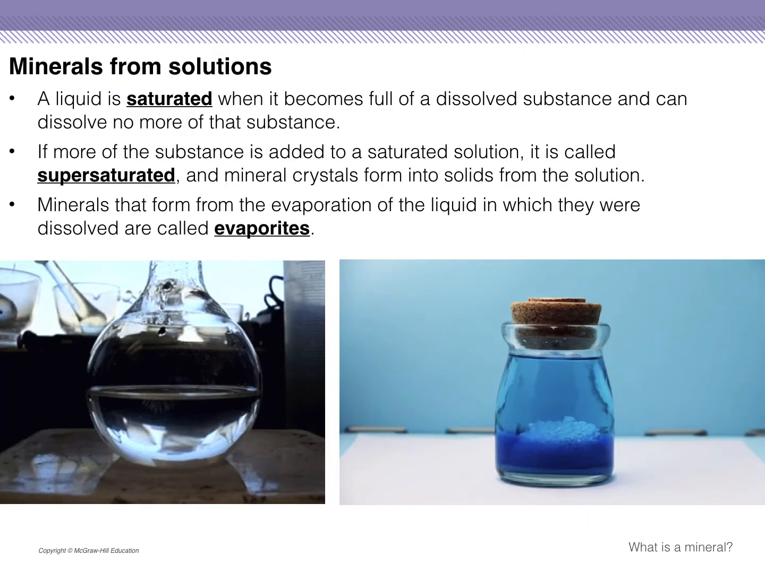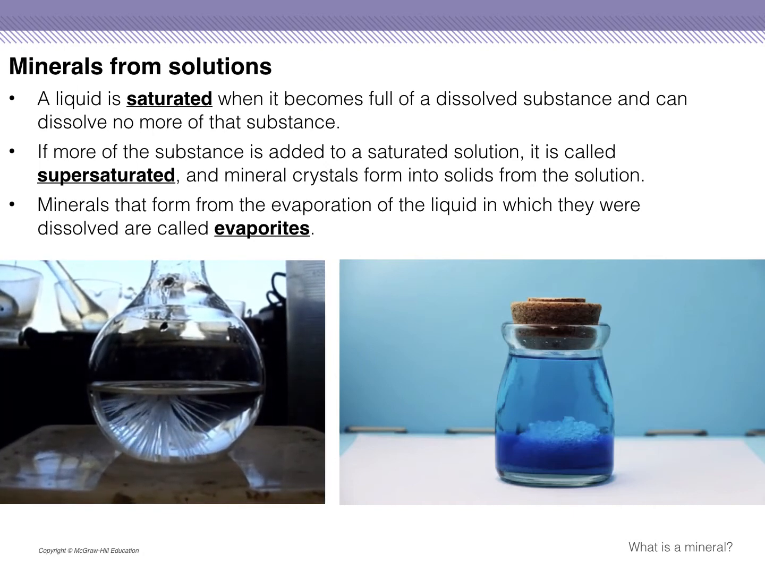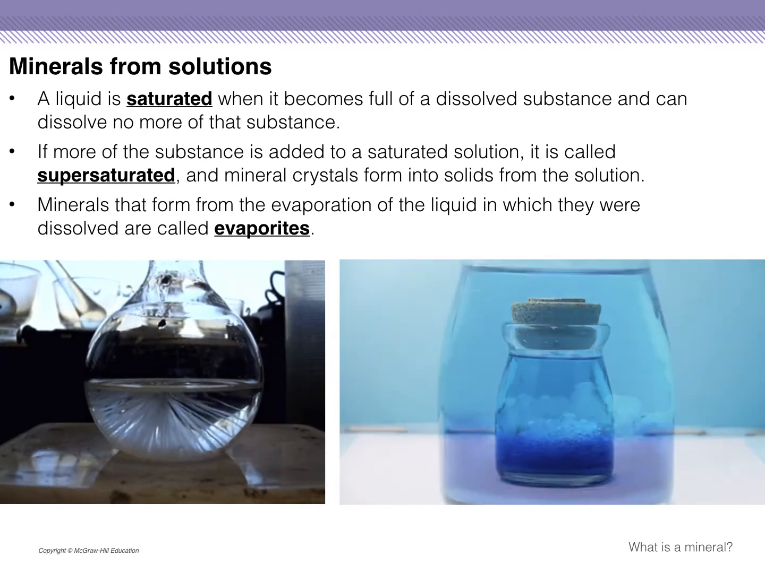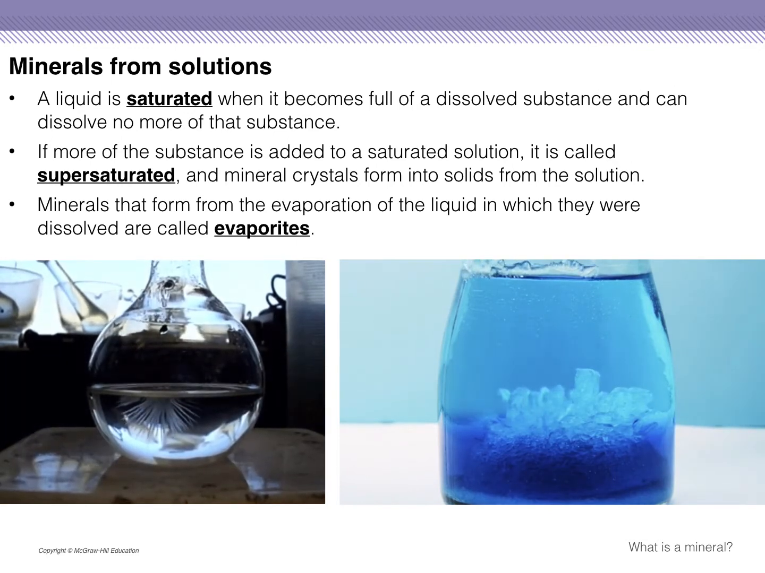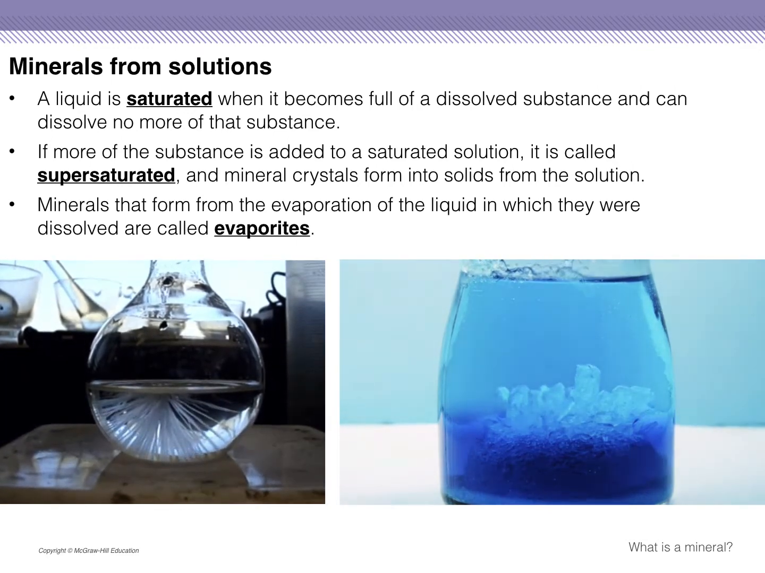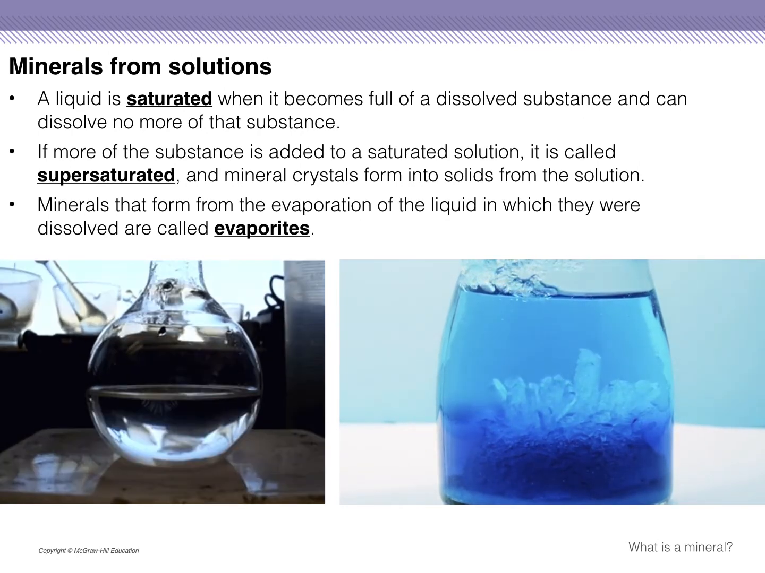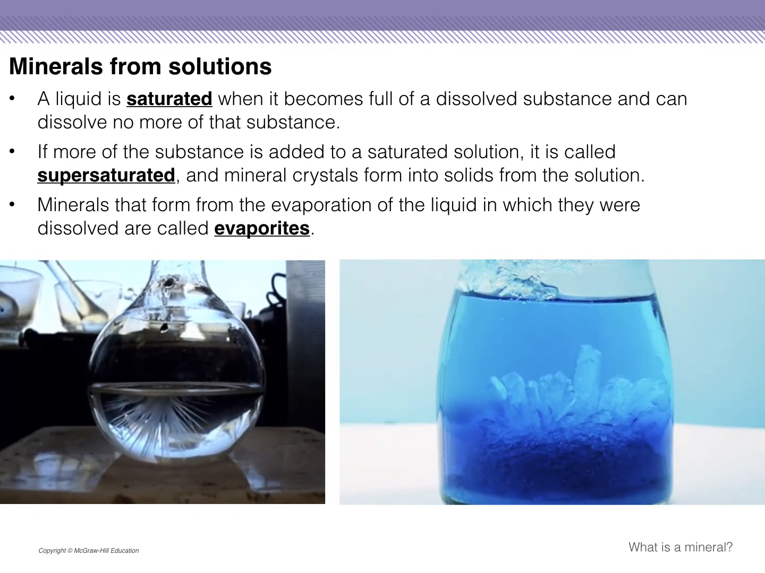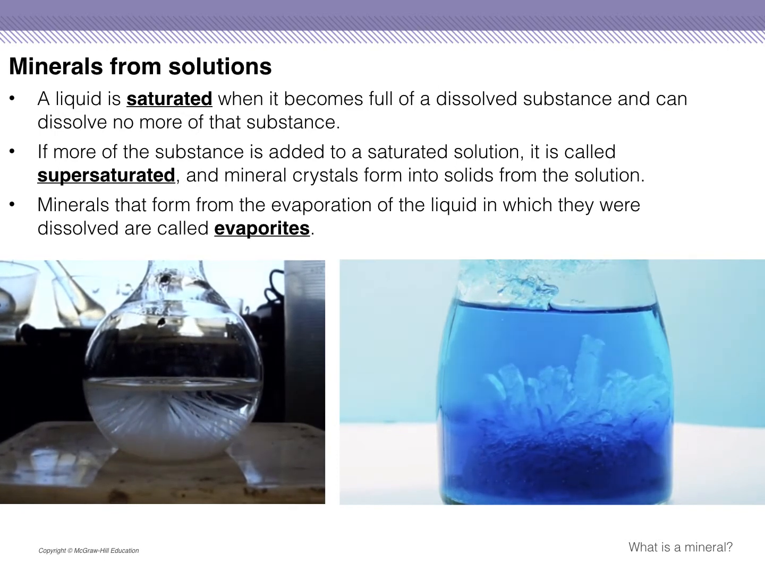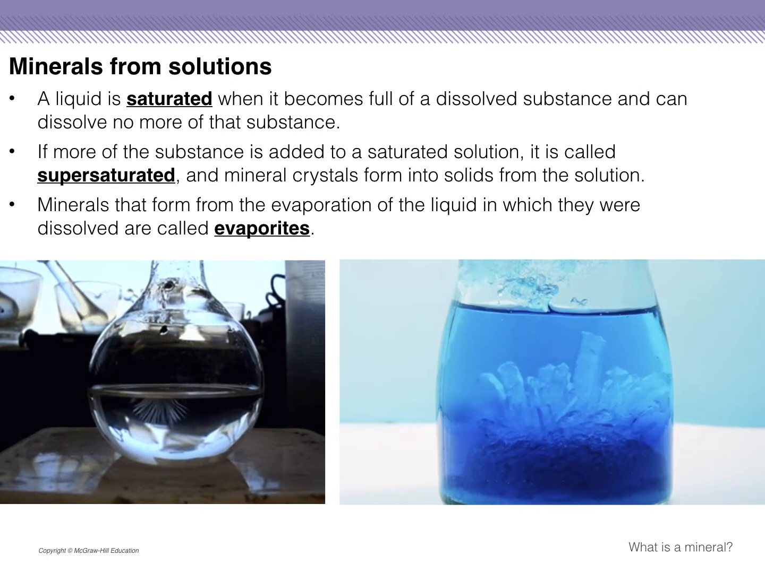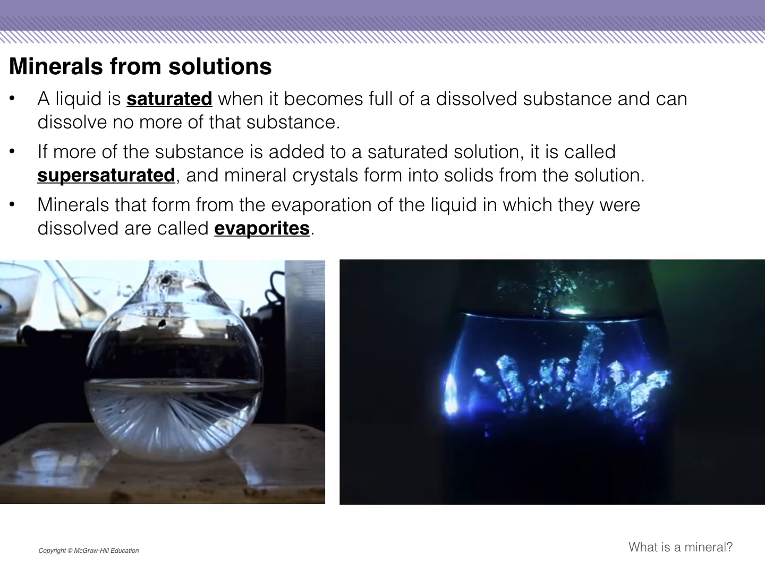You can also get minerals from solutions. A liquid is a saturated solution when it becomes fully dissolved with a substance that can no longer dissolve. On the left, you see what we call a supersaturated solution. It is when there's more minerals dissolved in it than should be, and all it takes is a small seed, a piece of dust, a shaking of the flask, and it will start to crystallize because the supersaturated will become saturated and the crystals will form. So what happens on the left side is shown almost in regular time. It is not time-lapse. It is that quick that the crystals can form.